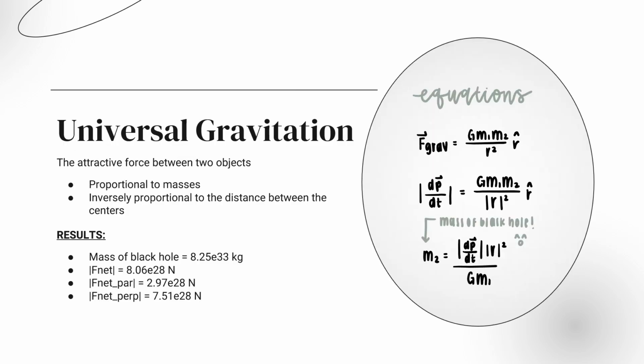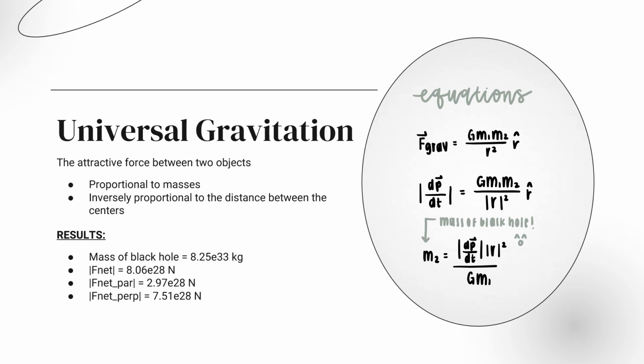We will also be utilizing the law of universal gravitation, which describes the attractive force between two objects, to calculate the mass of the black hole. This is proportional to mass and inversely proportional to the distance between centers. Force of gravity equals G times m1 times m2 over r squared times r hat. This can also be rewritten in terms of momentum and rearranged to isolate m2, which will give us the mass of the black hole.